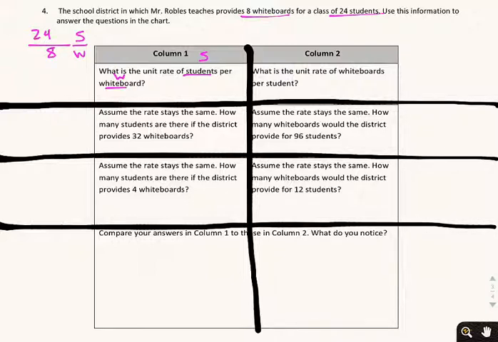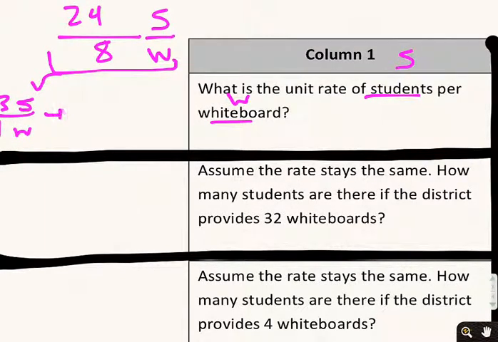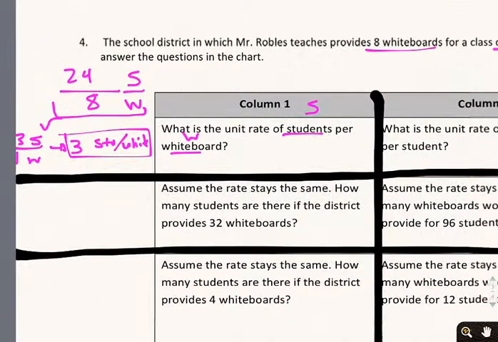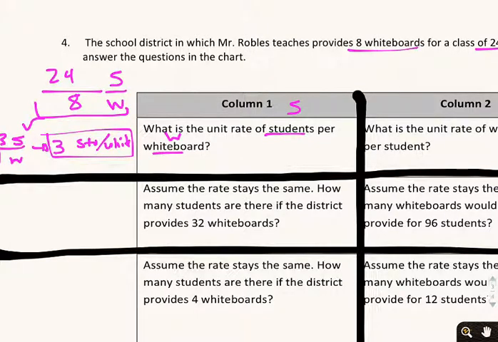That's not a unit rate because it's not reduced down to per 1 whiteboard. Now we can do that by simply taking 24 divided by 8. So if we take 24 divided by 8, we end up with 3 students for every 1 whiteboard. Which, if I want to take that to a unit rate, I'll just say 3 students per whiteboard. Okay. So again, the unit rate is really just a reduction of the rate that numbers you've been given. So in other words, actually do the division problem.